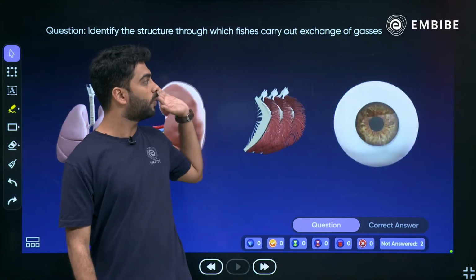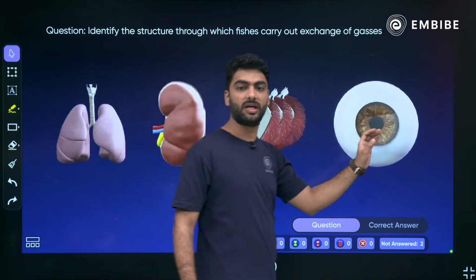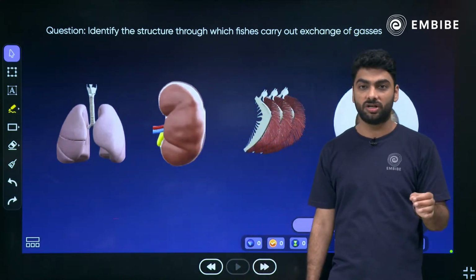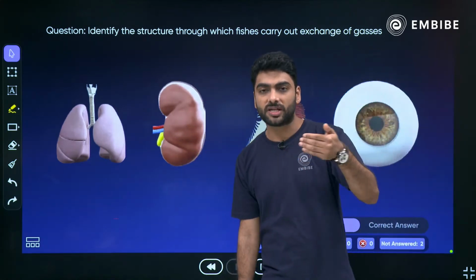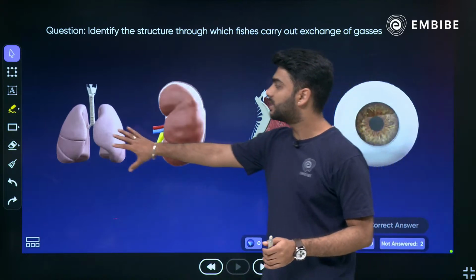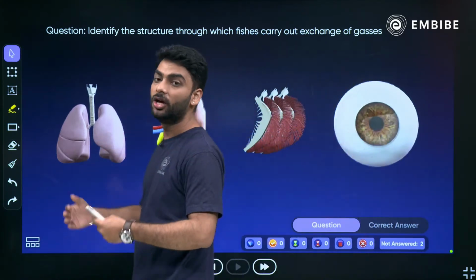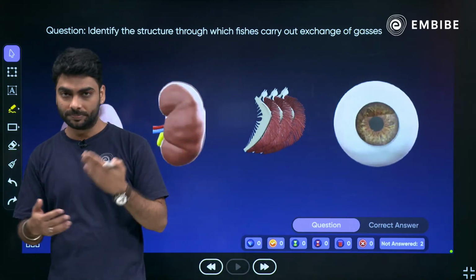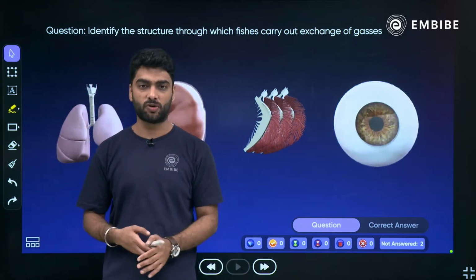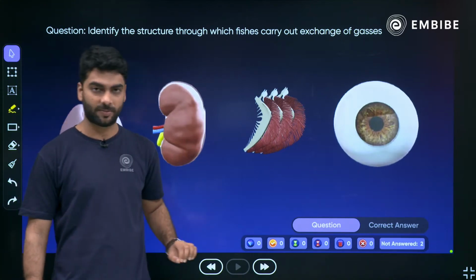Before that, I want you to answer this very simple question: identify the structure through which fish carry out exchange of gases. Is it the lungs? Is it the kidney? Is it the gills? Or is it the eye? Through which do fish carry out respiration? You just have to tap on the correct picture.